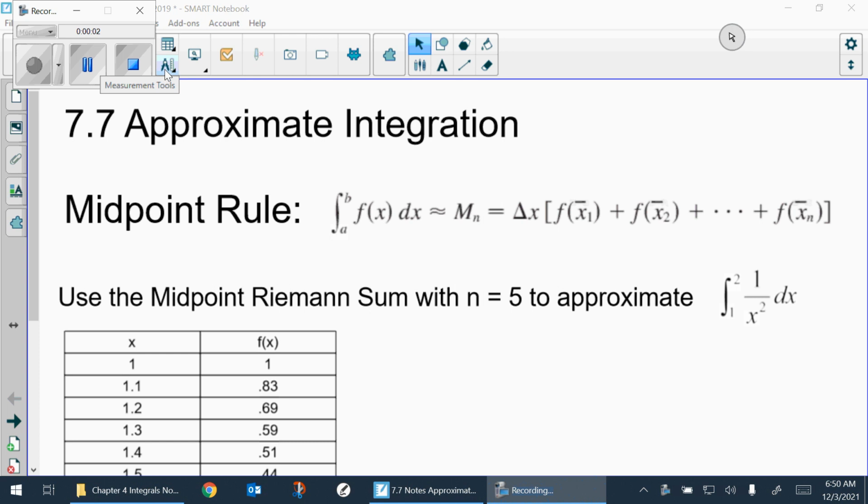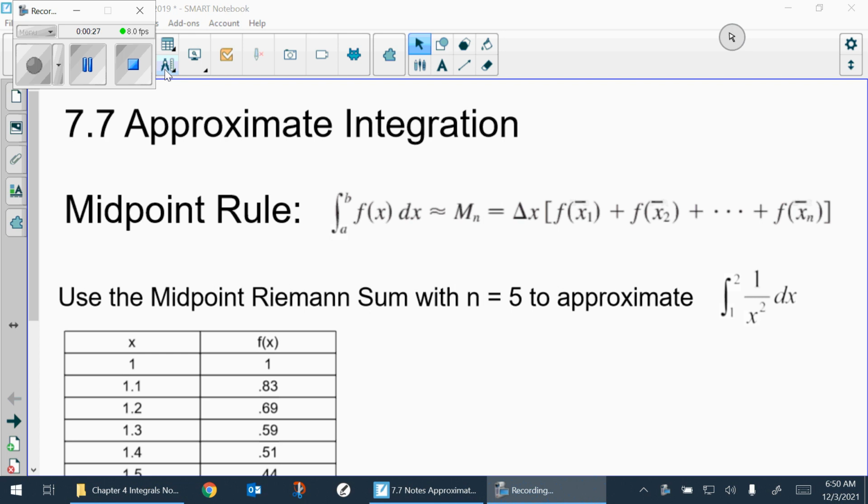Approximate integration. Instead of finding the exact area under the curve, we're going to find some approximations using midpoint rule, trapezoid rule, talk briefly about Simpson's, which is not really a key topic, and take a look at what this type of questioning might look like when we get to the AP exam.